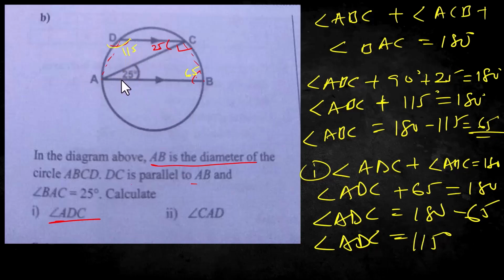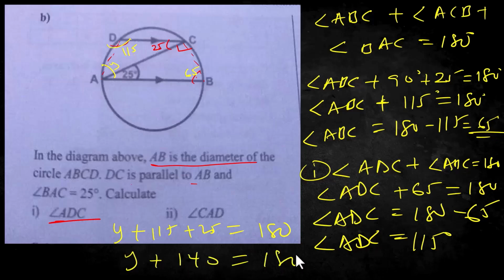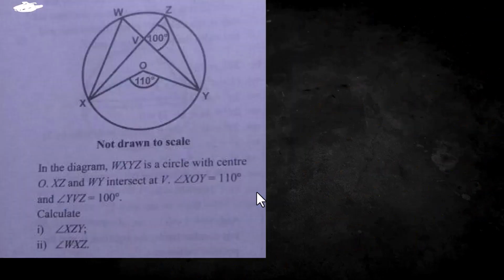And we have to find CAD, this side. So 115 plus 25. Let's put y here. Y plus 115 plus 25 gives us 180. So y plus 140 equals 180. So y is straight away 40. So angle CAD is also 40. All right, so that's that.